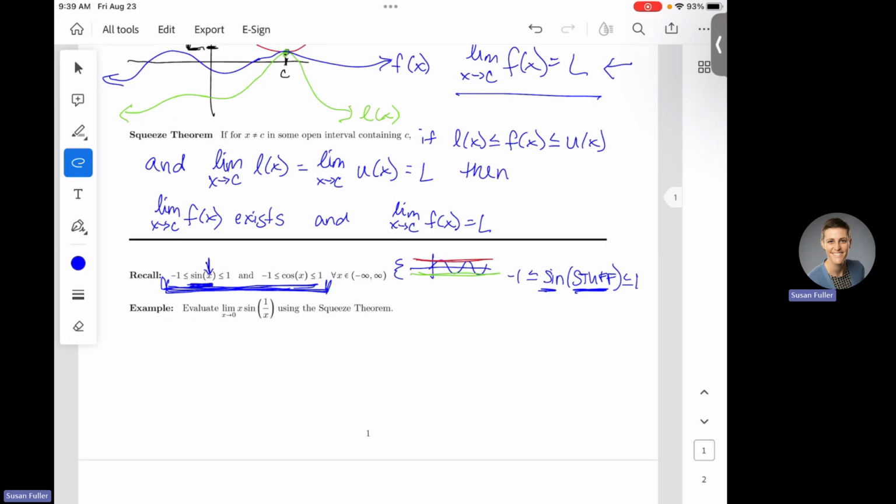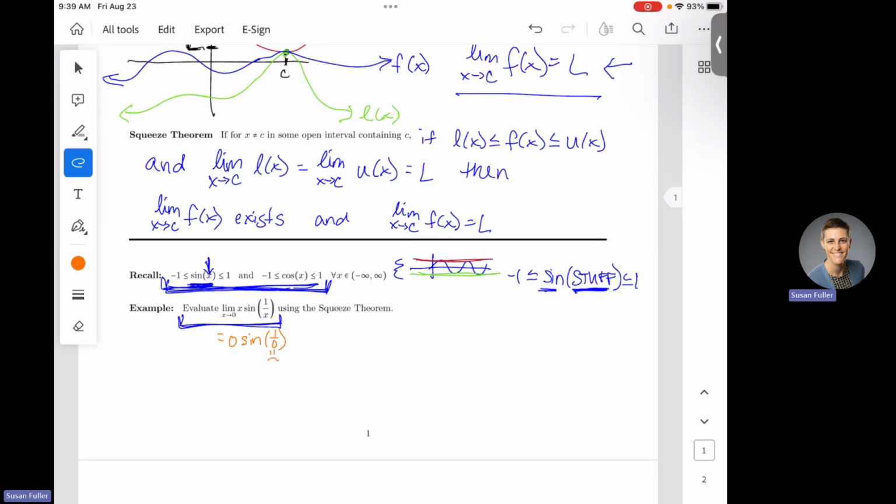So the way that we use this is that if we wanted to evaluate the limit as x approaches 0 of this lovely function, x times the sine of 1 over x, using the squeeze theorem. Okay, where we start with limits, I always want to just plug it in first. If we start where we always do, I get 0 times the sine of 1 over 0.